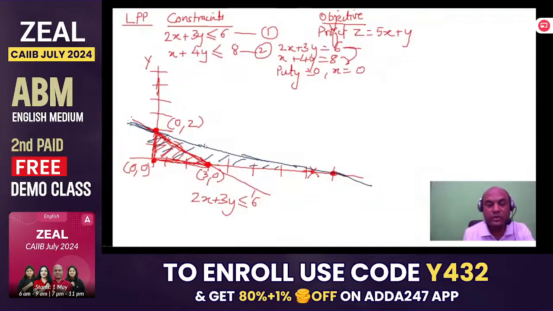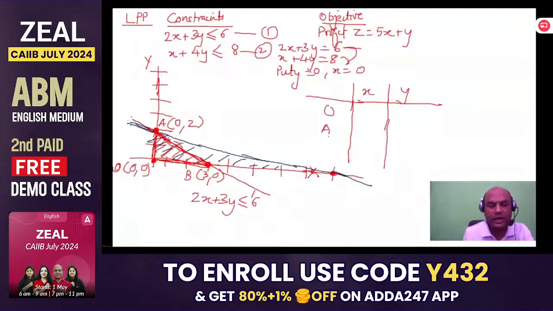Now, where will I get the maximum? See, where is my objective function? What will I do now? I'll draw the table. Look at this table now. What are my points? See here, I have 2 points, x and y. What is the value of x on the first point? Let's take this point as A, this point as O, because O is always called the origin, and this point as B. So I'll write these points O, A and B.